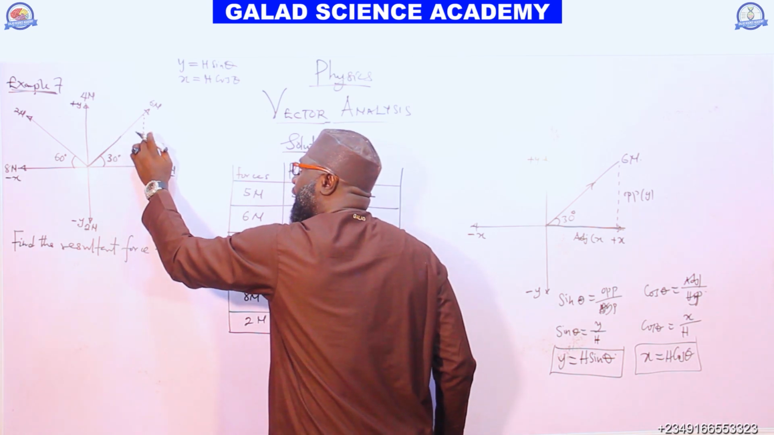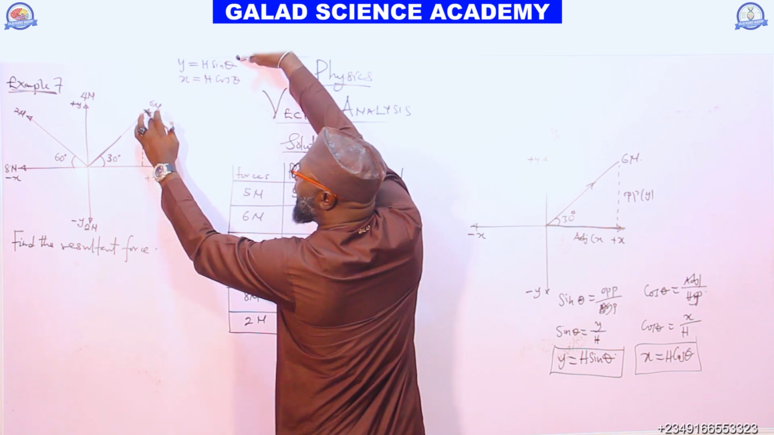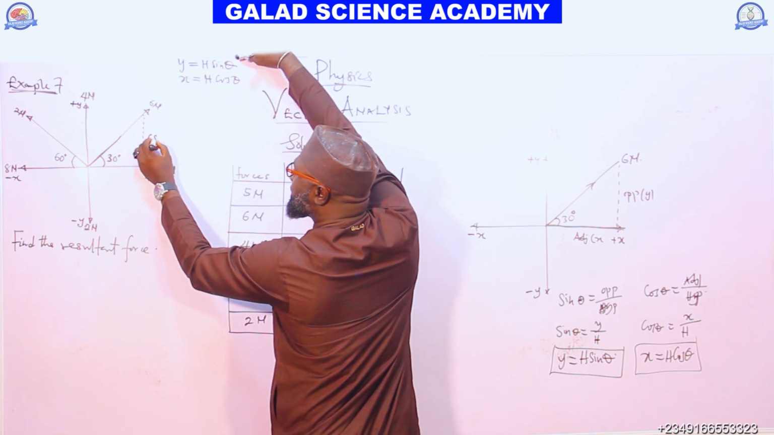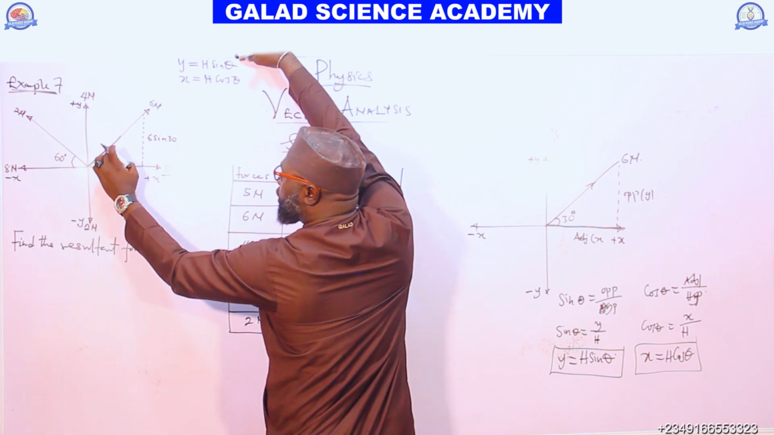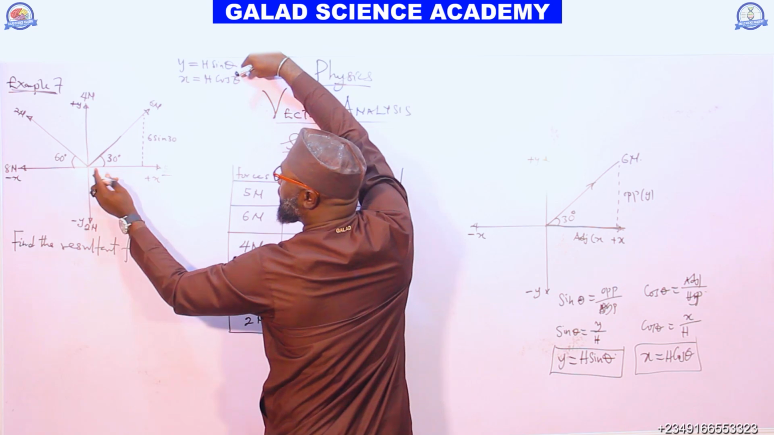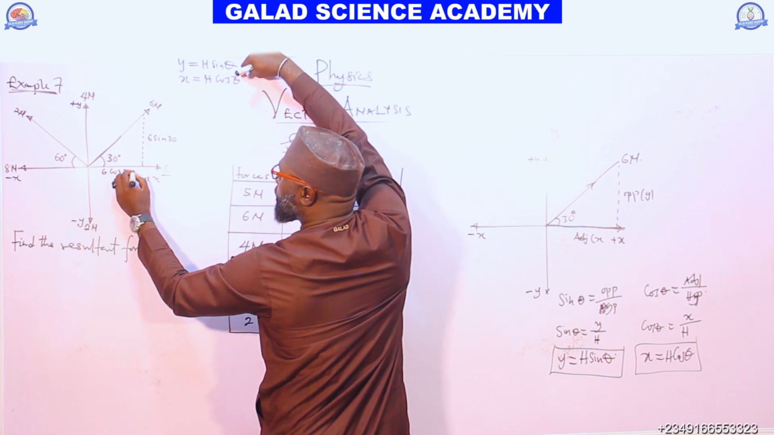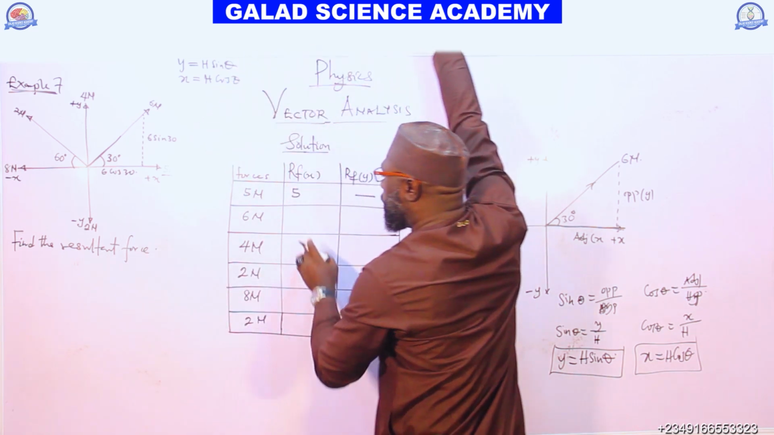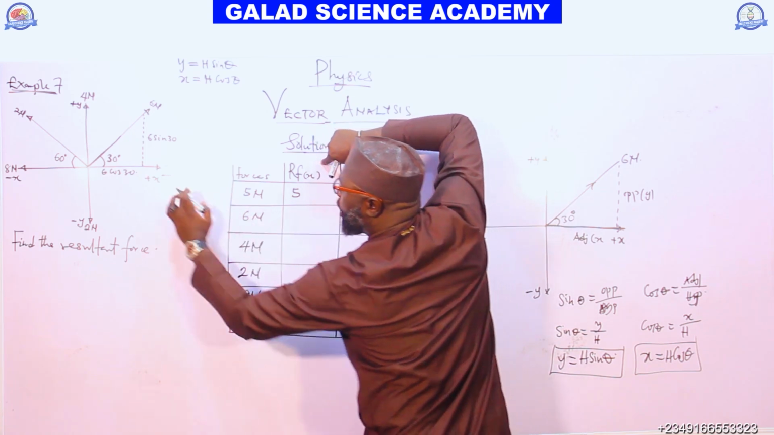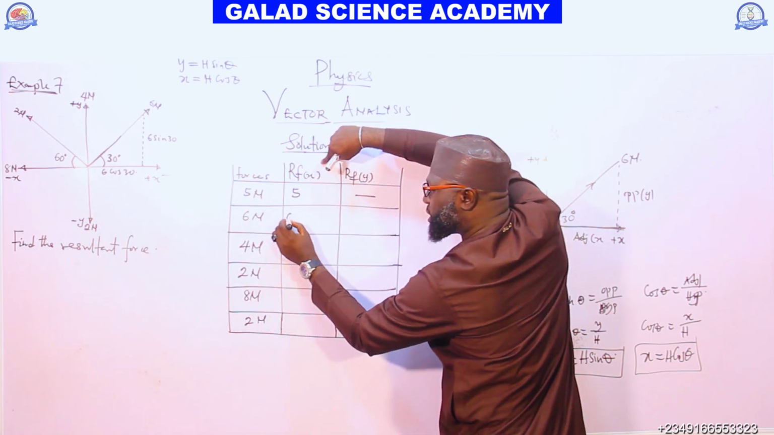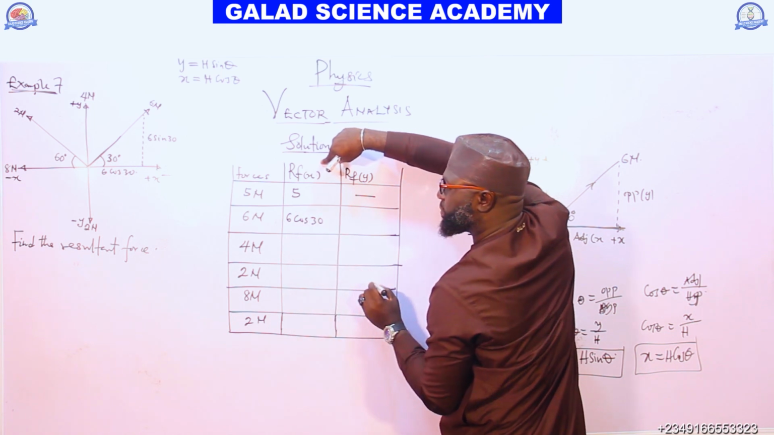For this vertical, by applying the formula here, h sine theta. What is our h? 6. Here we have 6 sine 30. So to solve for the horizontal here, we have 6 cos 30. Okay, let us put it here. What is the value for the 6 Newton in the horizontal axis? It will be 6 cos 30.